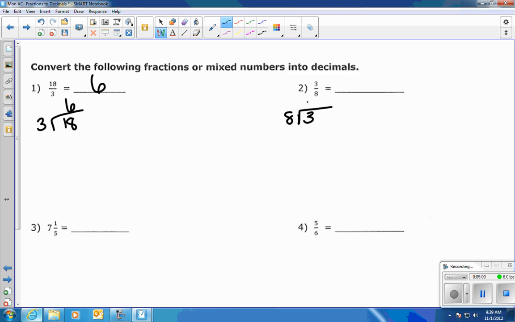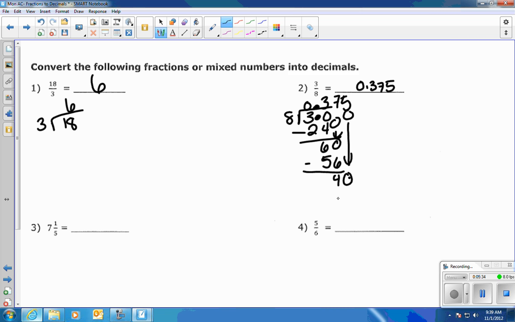This one, 8 does not go into 3. So we have to add a decimal and a 0. 8 goes into 30 3 times, so it's 24, with 6 left over. 8 goes into 60, 8 times 7 is 56, and there's a 4 left over. Add another 0, 8 goes into 40 5 times. And that leaves me with a 0 remainder, which means I'm done.